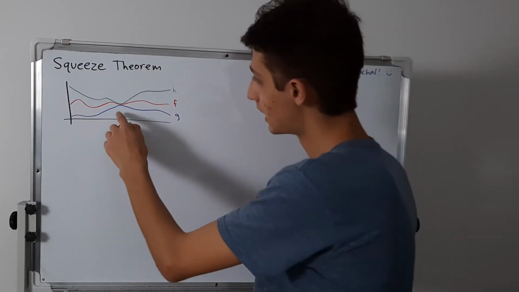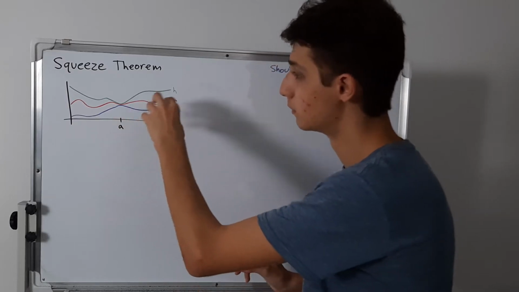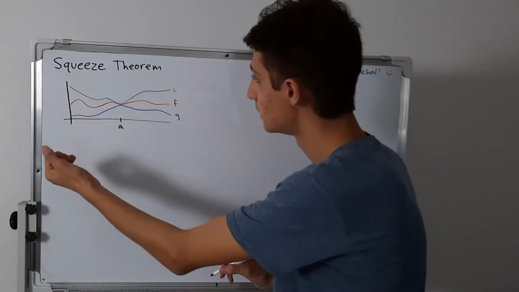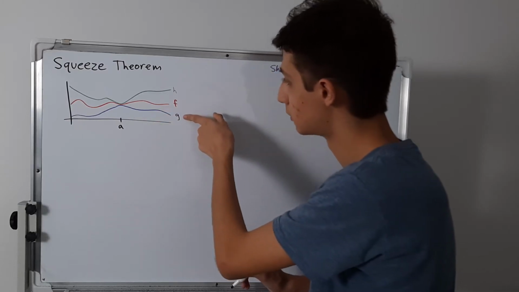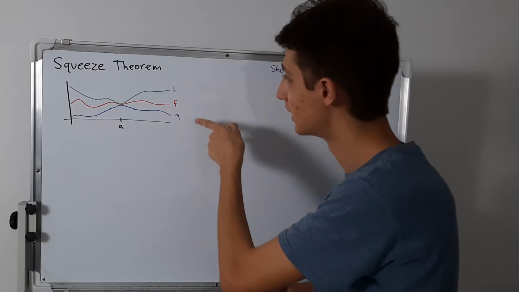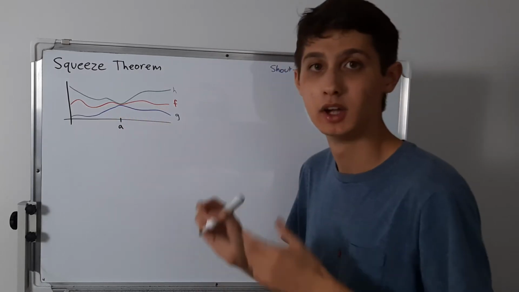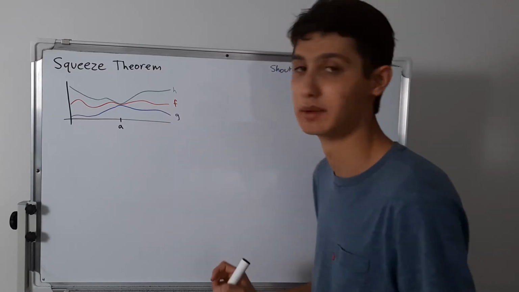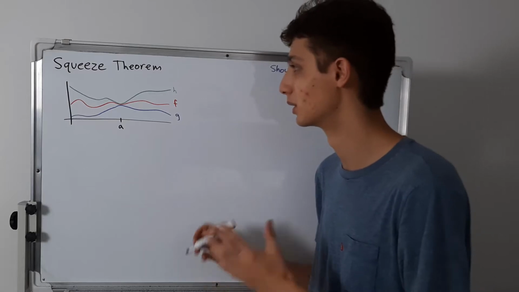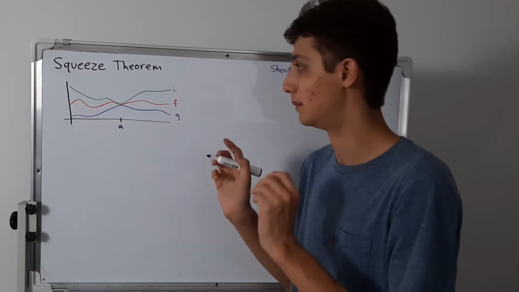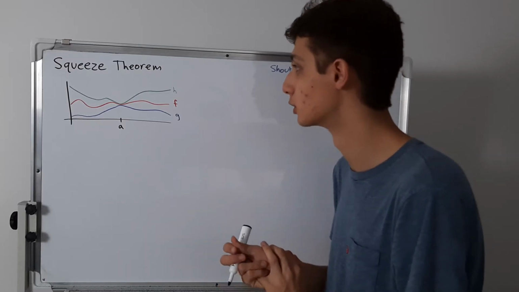But they seem to meet up at x equals a, and that's interesting because we can conclude that if the limit as x approaches a of h of x is equal to the limit as x approaches a of g of x, then the limit as x approaches a of f of x should also be equal to that same number. Now I'm not going to do a proof of this, but I'm going to show you the intuition for why this is true.